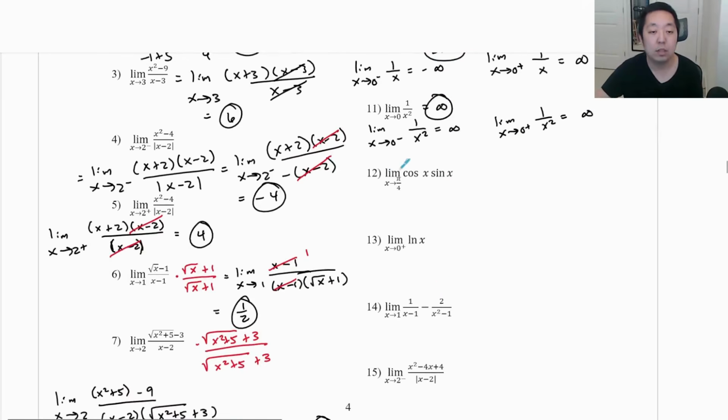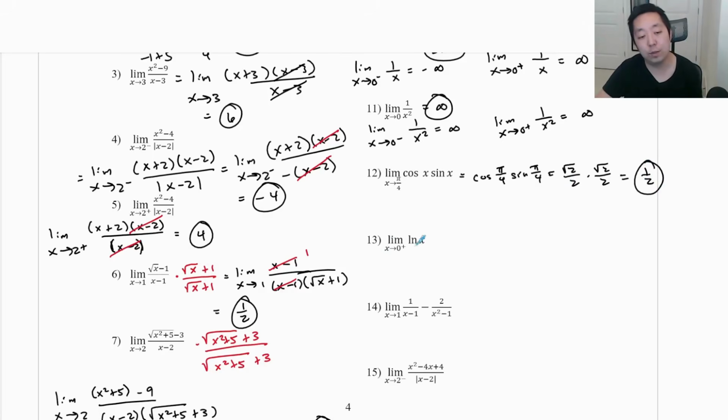Okay. How about x approaching pi over 4? Remember the first thing, I'm just going to plug in pi over 4. So that's cosine pi over 4 times sine pi over 4. It's root 2 over 2 times root 2 over 2, which is 2 over 4, or 1/2.